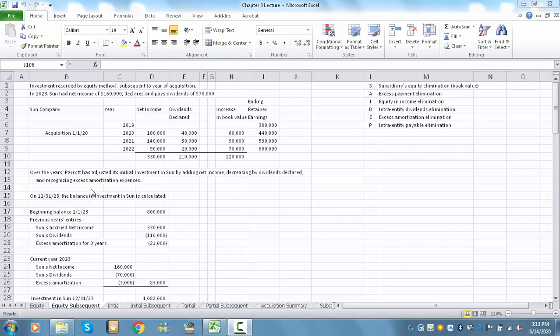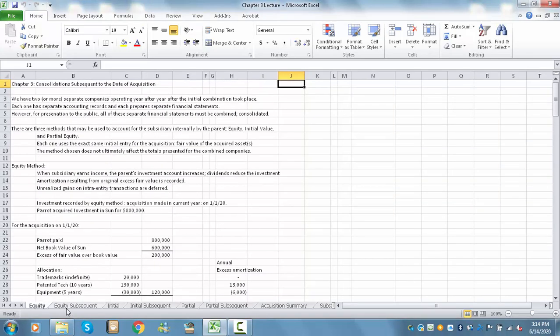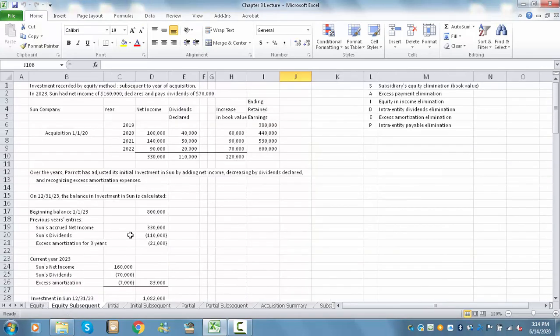Over the years, Parrot has adjusted its initial investment in Sun by adding the net income, equity method, decreasing the investment by dividends declared, and recognizing the excess amortization expenses. And if you'll recall, the excess amortization was $7,000 a year, and that was for 3 years.